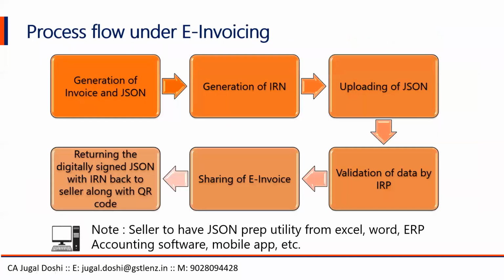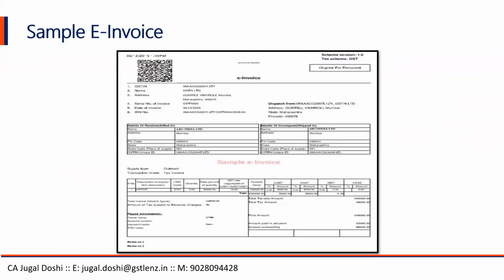So the process flow is, I would generate the JSON, I would report it to the IRP by uploading the JSON. IRP, Invoice Registration Portal, would validate my data, and then they would share the e-invoice. So what is important over here is, they would validate my data. They have the authority to validate the data. Means, sir, I made the bill, that's my business decision. How can they reject my bill? Agreed, it's your business decision to make a bill.